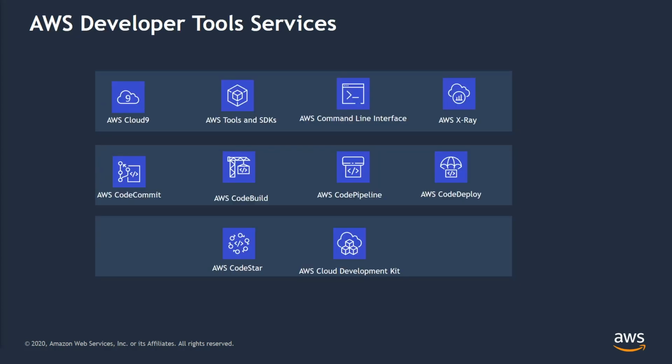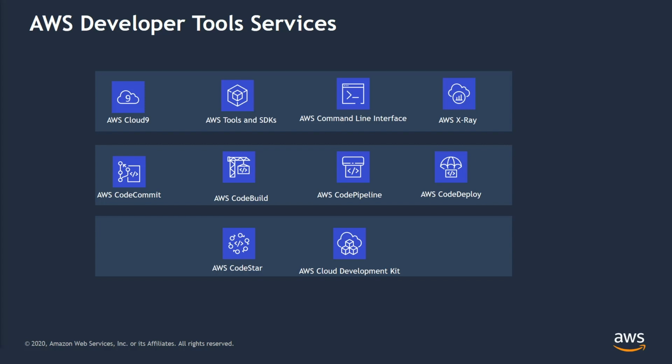AWS Developer Tools and Services provides multiple options to host code, build, test, and deploy your applications to AWS. A few of these tools and services that we will use in this session are AWS CodeCommit, CodeBuild, and CodePipeline. AWS CodeCommit is a fully managed source control service that hosts secure Git-based repositories. It makes it easy for teams to collaborate on code in a secure and highly scalable ecosystem.